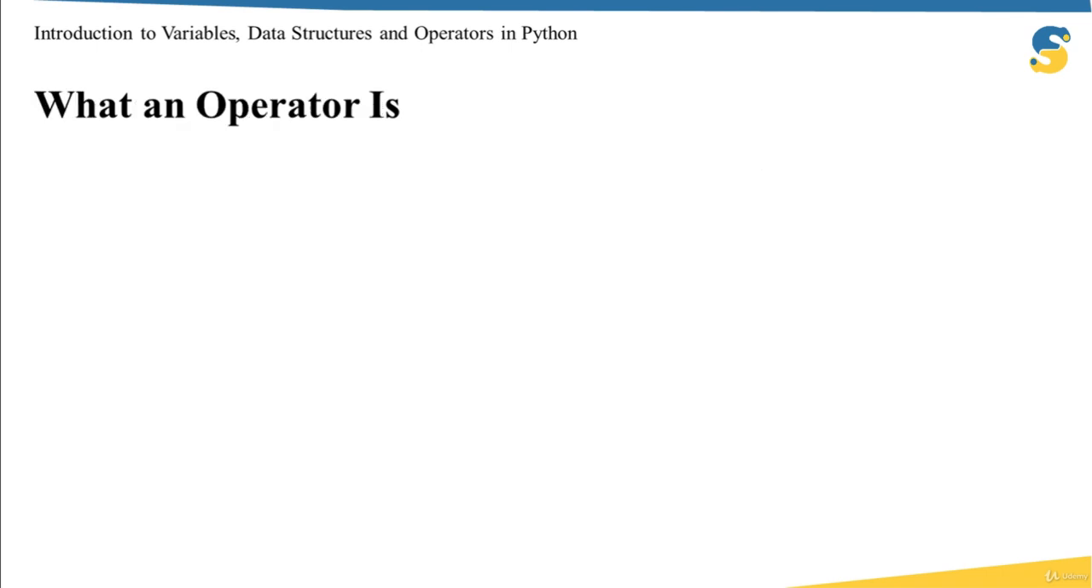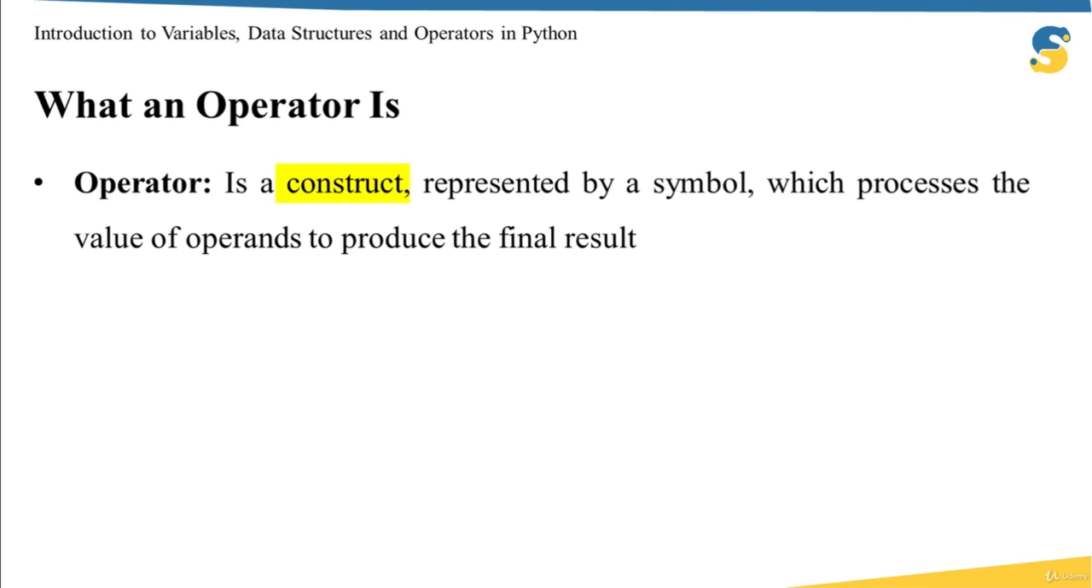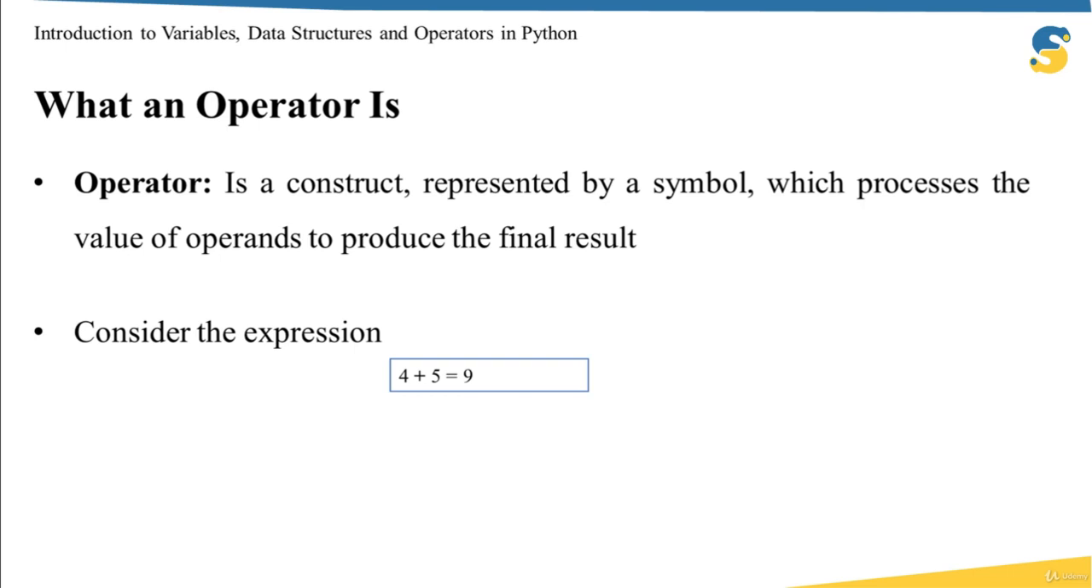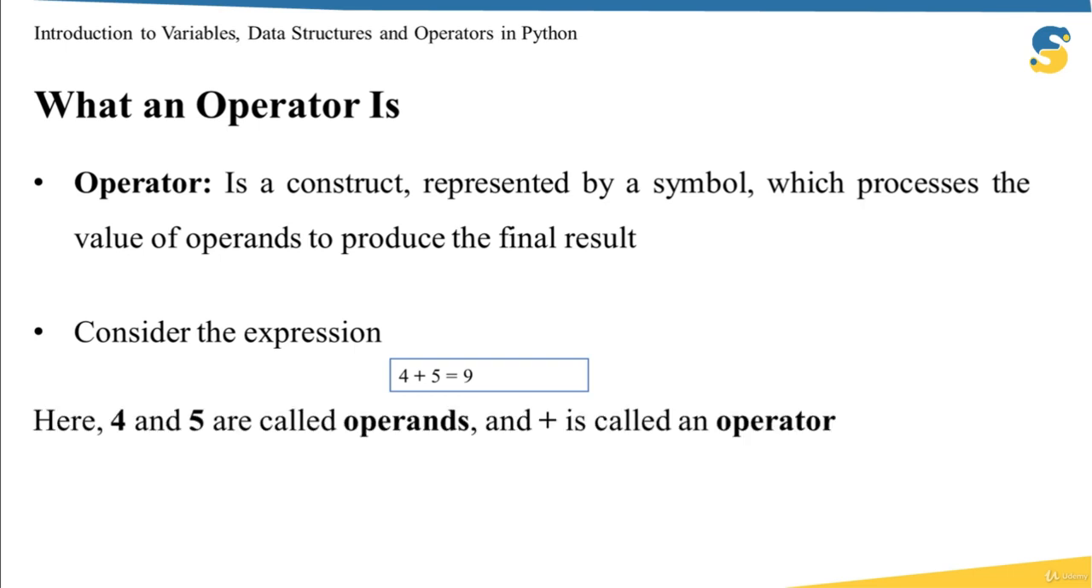Now let's talk in more details about operators. So what's an operator? Operator is a construct represented by a symbol which processes the value of operands to produce the final result. To understand this definition better, let's see an example. Consider the following expression: 4 plus 5 equal to 9. In this expression, we call 4 and 5 operands, whereas we call this plus sign an operator. The operator job here is to add 4 to 5, and the final result is 9.